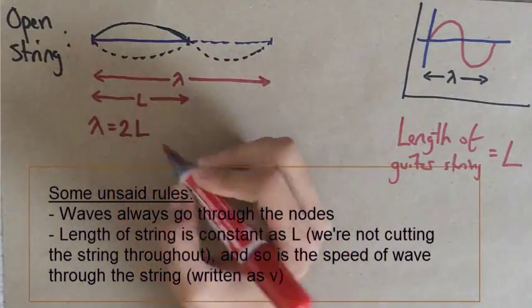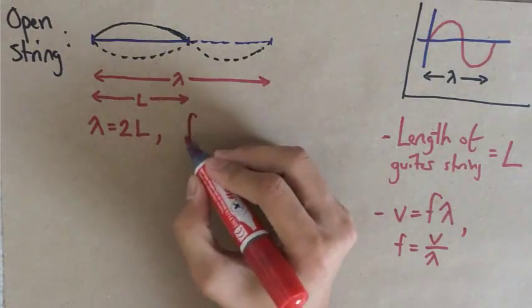Now that bit of string there is what we call the fundamental mode, and you can express the frequency at that point as f. And you can also work out the notation. We can use the original equation that we have earlier: velocity equals f lambda, where lambda is the wavelength. So f equals v over lambda.